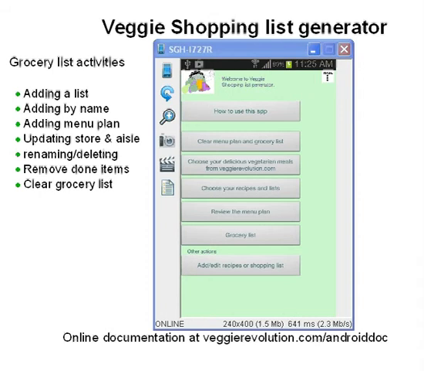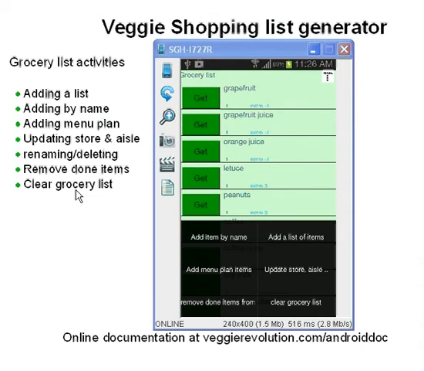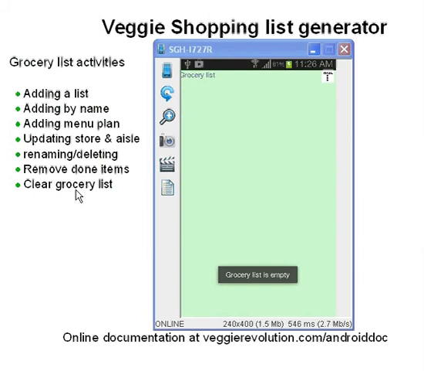In this video, I will cover the grocery list activity in some more detail. So let's start by bringing up the grocery list right away. And let me start by clearing the grocery list. So I will go to the option and I will clear it. And now I have a clear grocery list. And that's how you would normally start.